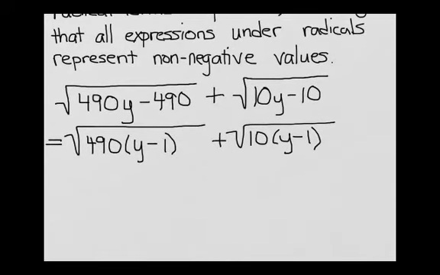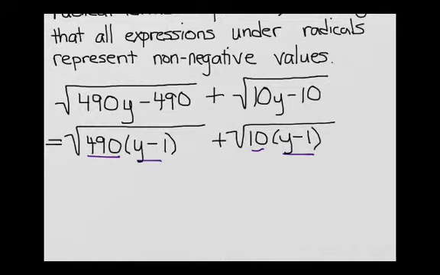Next, what we'll want to do is identify any perfect square factors, if there are any, under each of these radicals. The factors in the second radical are 10 and y minus 1. And the factors of 10 are 2 and 5, so there's no perfect square factors there. And y minus 1 can't be factored either, so there's no perfect square factors there. In the first radical, we have 490 and y minus 1.